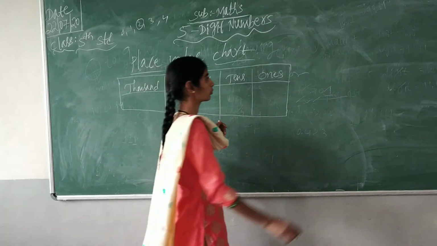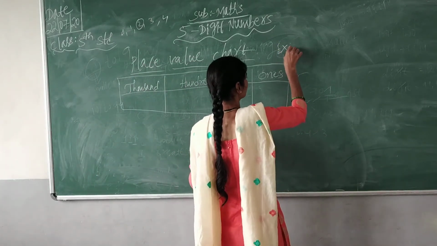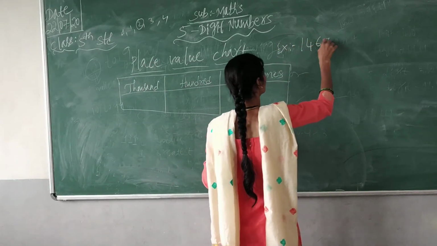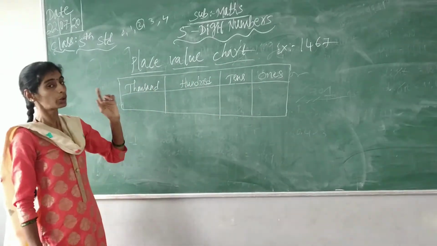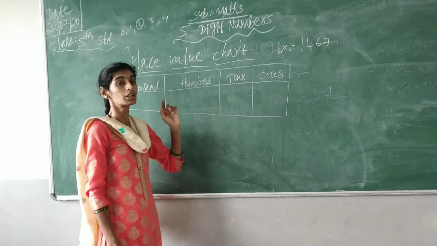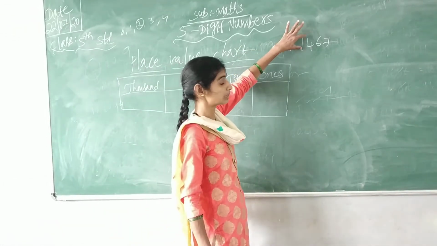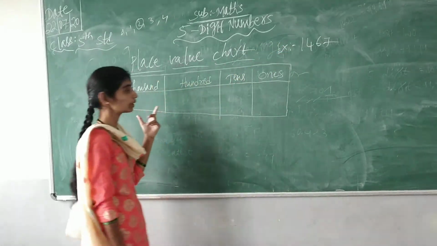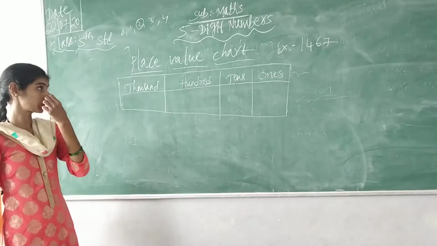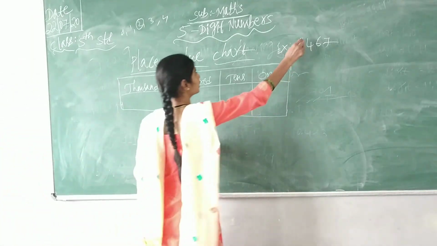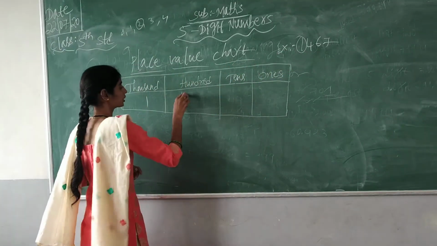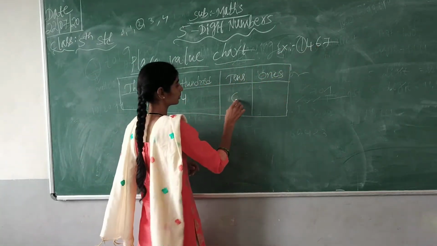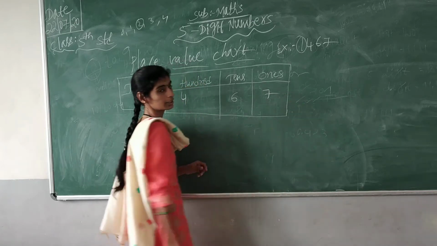Suppose we are given a number, for example 1467. Easily you can represent this number in the place value chart. How to represent, children? First number, first box. Second number, second box. Third number, third box.